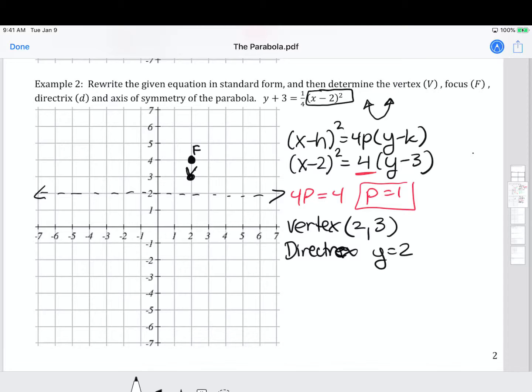Now to figure out how wide it opens, it comes out from the focus point a value of 2p. Since p is 1, I'm going to come out 1 times 2, a distance of 2p, so 2 in either direction from the focus, since it opens up, and it's going to look like this.